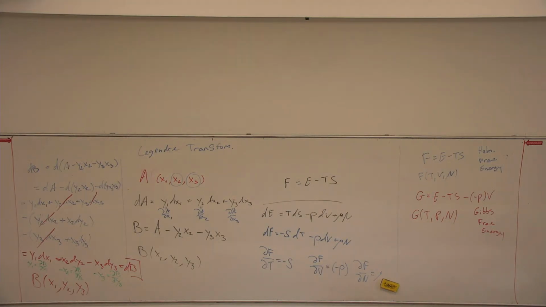Also, another interesting thermodynamical potential is the grand canonical potential, which is E minus TS minus mu N. This is the grand canonical potential. We'll see later why it's called like that. And we see that what we modified, S went to T, N went to mu. So it is a function of T, V, and mu.